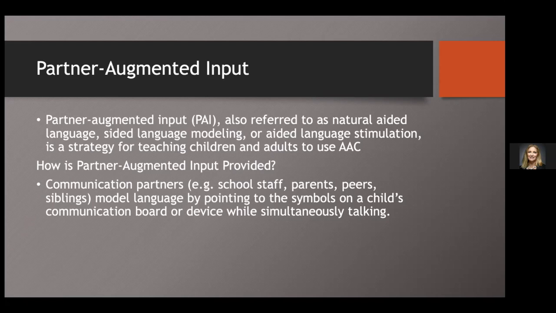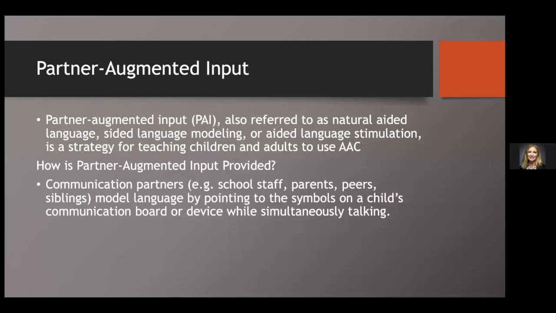So basically the aided language input is everybody in the environment building those pathways for the AAC user and teaching them where things are located. So it's really important that the person communicating with the AAC user is familiar with where things are and where they're located.